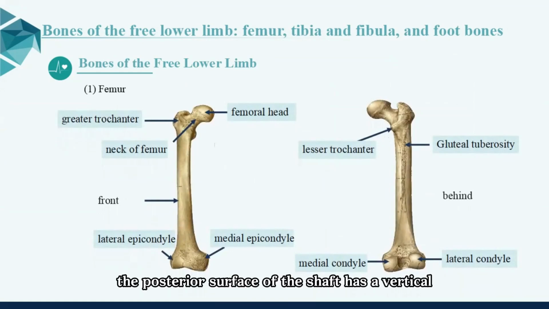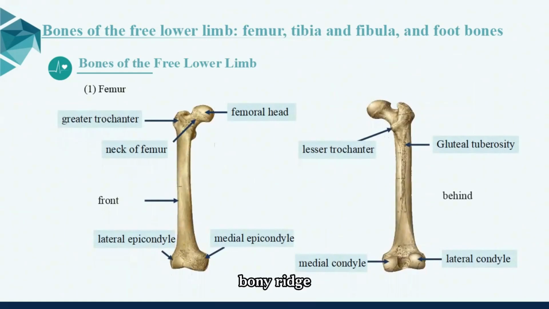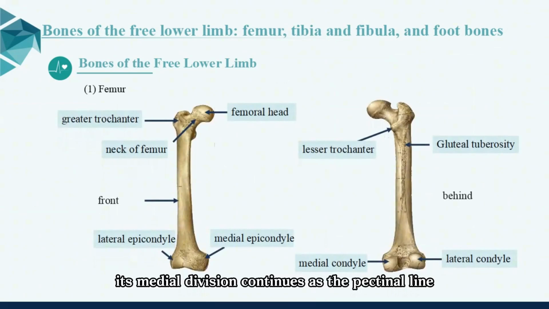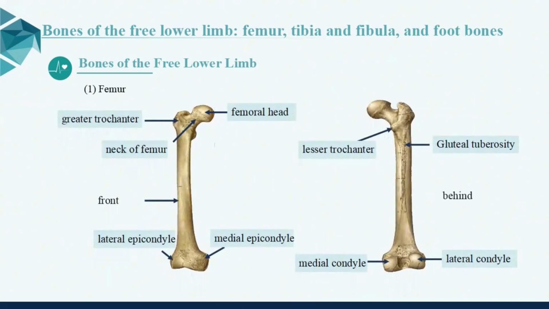The posterior surface of the shaft has a vertical bony ridge, called the linea aspera. The superior end of this ridge diverges. Its lateral division continues superiorly as the rough gluteal tuberosity. Its medial division continues as the pectineal line. The inferior end of the linea aspera also divides into medial and lateral lips. The bony area between these two lips is the popliteal surface. Near the midpoint of the linea aspera is a nutrient foramen, which opens downward.